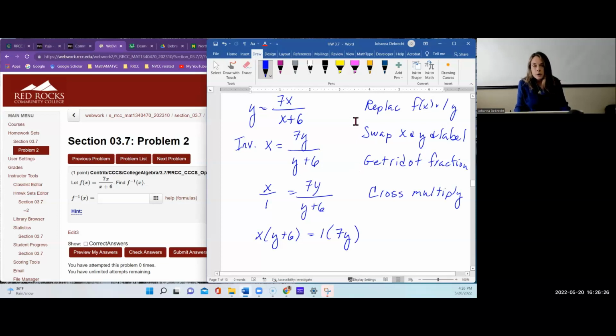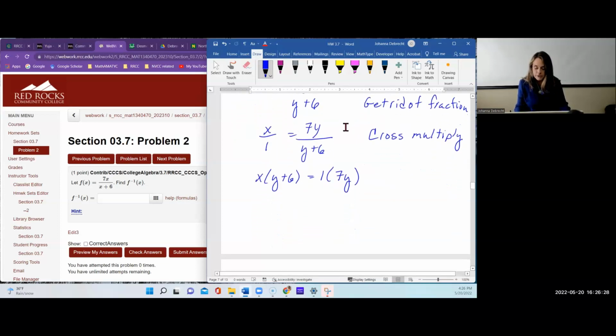Then we'll go ahead and multiply it out and simplify if there's anything that will simplify. This gives me x times y plus 6x. Remember to distribute the x over both terms inside. There's only one term inside, and 1 times 7y gives me 7y.